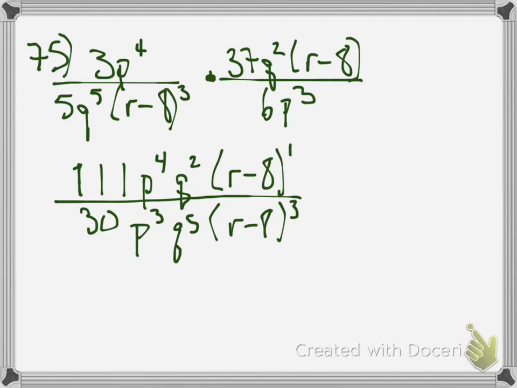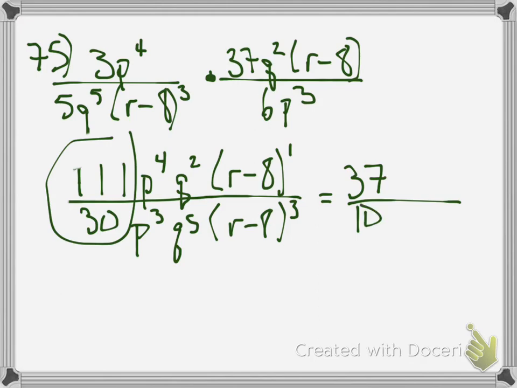Now, the 111 over 30, I would type into the calculator and see what it gave me. And it gives me 37 over 10. And then with the exponents, just start subtracting. You don't even have to worry about what letters. Just start subtracting the exponents.